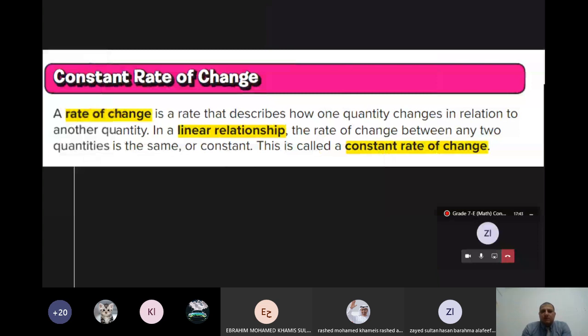The definition of the constant rate of change. A rate of change is a rule that describes how one quantity changes in relation to another quantity. In a linear relationship, the rate of change between any two quantities is the same, or constant. This is called a constant rate of change.